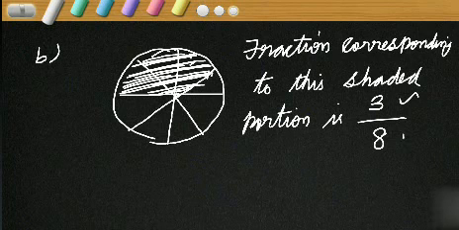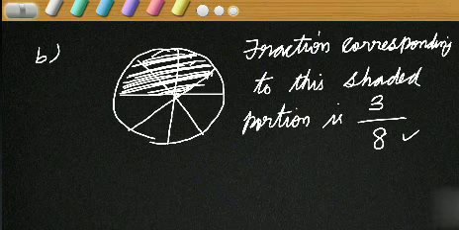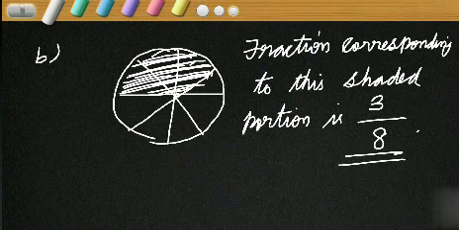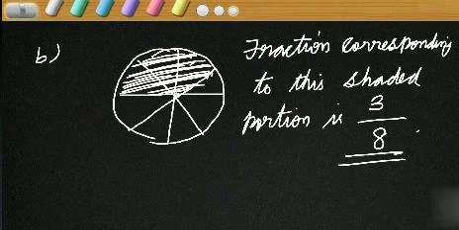So part of a whole. 3 is the part here, 8 is the whole here. So what is the fraction corresponding to this shaded portion? Yes, 3 by 8 is the fraction corresponding to this shaded portion.